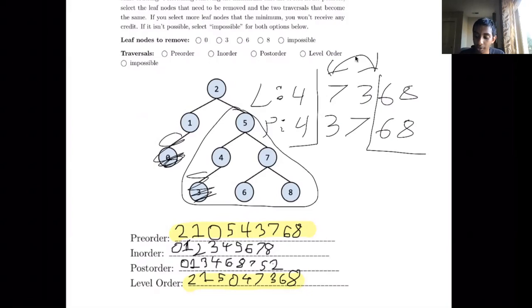It's just without 3. So what we've finally been able to figure out here is that 0 and 3 are the leaf nodes to remove. And thankfully, we were able to see that choosing the pre-order and the level order traversals first are actually the correct traversals that can be the same when modified.